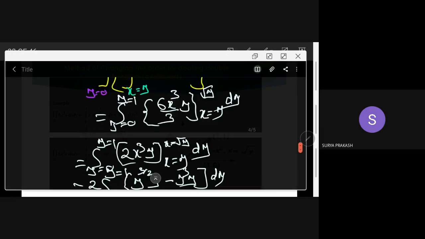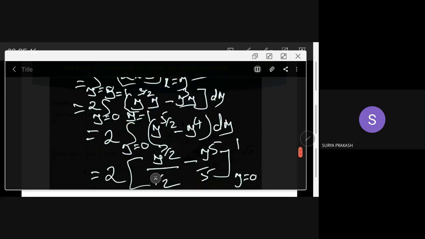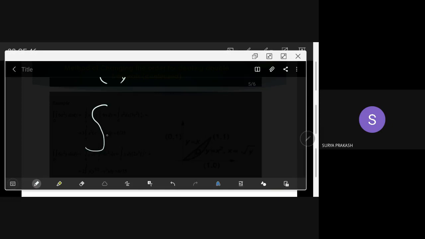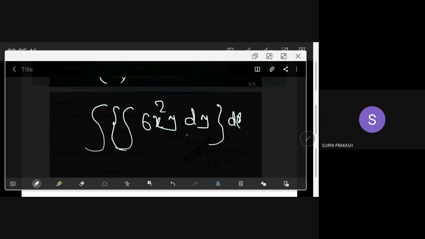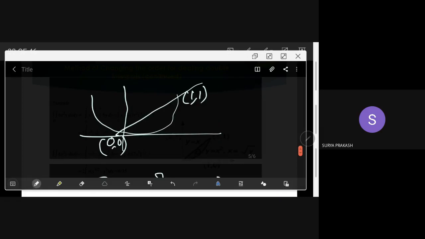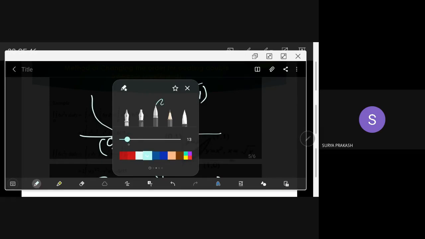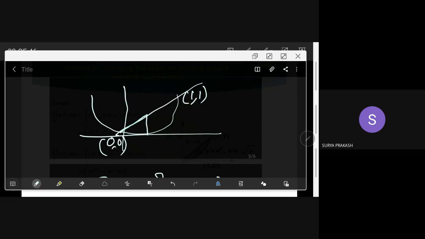Please remember, in the earlier case we did first with x and then y. So I have to write 6x square y, first with respect to y followed by x. If you decide to do with respect to y, I told you to draw a strip parallel to the y-axis in the region. This is our region, so in that region, parallel to the y-axis, you draw a strip.